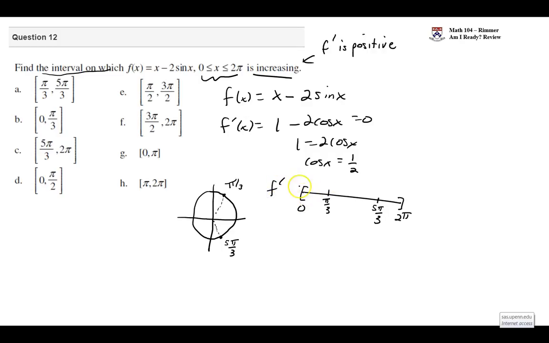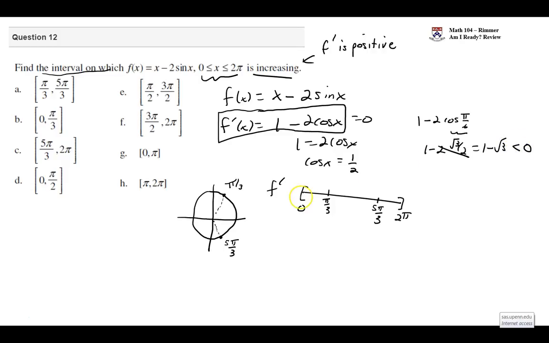first derivative. If you plug an angle in that's between 0 and pi over 3, we want to know what sign the derivative is. The derivative is 1 minus twice the cosine of x. And if you plug something like pi over 4 or pi over 6 in, you're going to get a negative value. 1 minus twice the cosine of pi over 6 is 1 minus twice root 3 over 2. So that's 1 minus root 3, and that's a negative value. So you're negative, then you're 0.